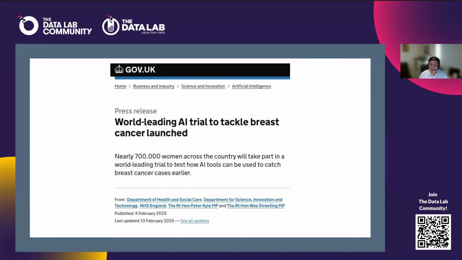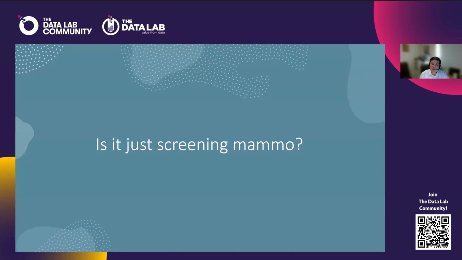But once that's all in process, then hopefully in 2026 we start recruiting the first patients into this national trial across the UK. Is it just screening mammograms? Because you're hearing a lot about screening, where you're going, isn't it, in the NHS elsewhere?